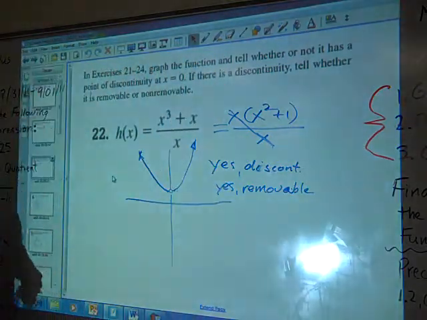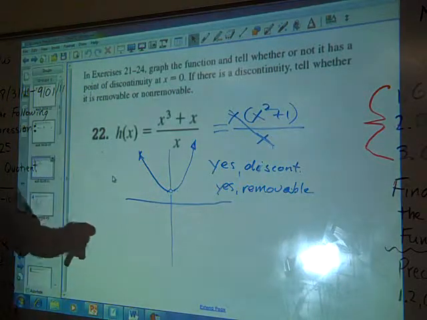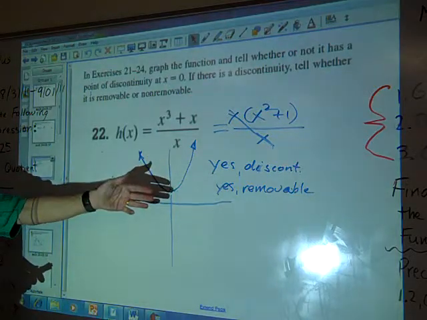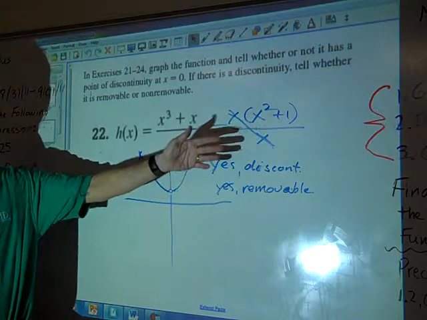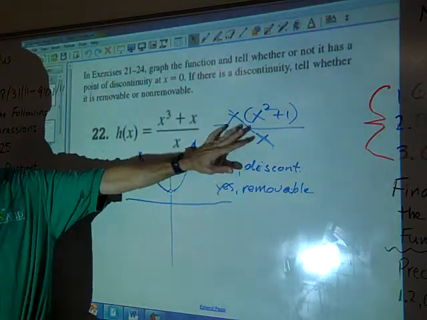So, did that help answer your question about the distinction between removable and non-removable? Ms. Kemp, did that help answer your question? But I don't know. I still don't get it. Because we could do that, we did remove it using algebra.